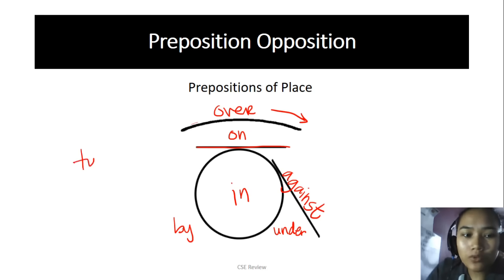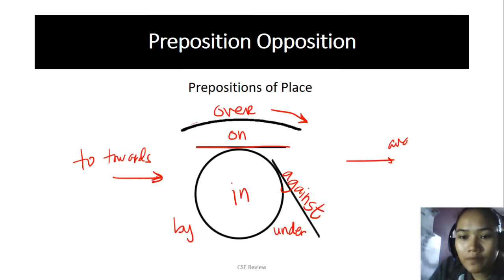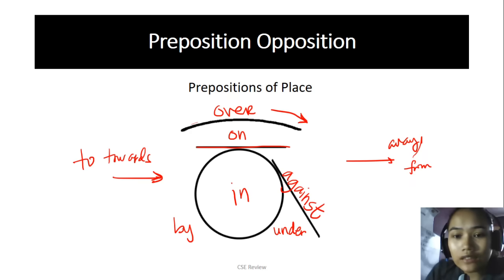Okay? Pag to or towards, may movement din siya. Notice may arrow. Okay? Over, tatalon over. To or towards, papunta. Pag paalis, this is away or from. Okay? Palayo. Ayan, bakit siya nag-ima-matter? Kasi all of these prepositions na yan, lumalabas yan.